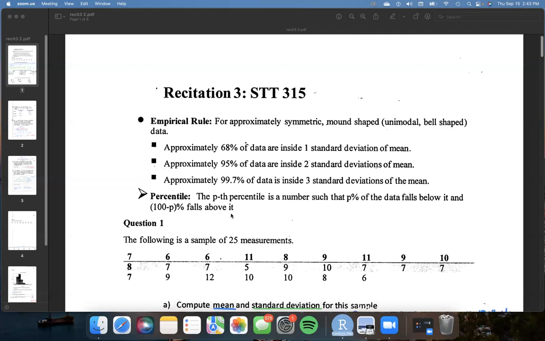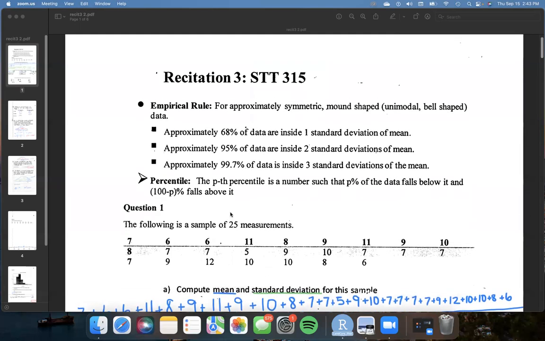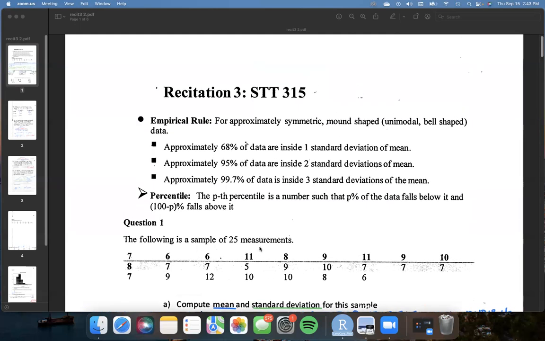So let's get started. So first, question one, we're given a sample of 25 different measurements. So here are 25, and there's two ways to do this, either by hand or using R. So I'll show you both ways. First, I'll show you how to compute the items that question one asks for by hand.